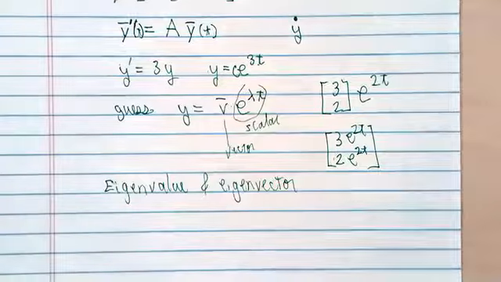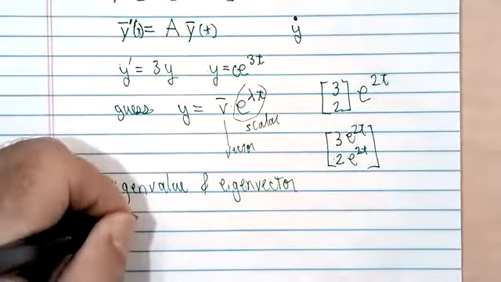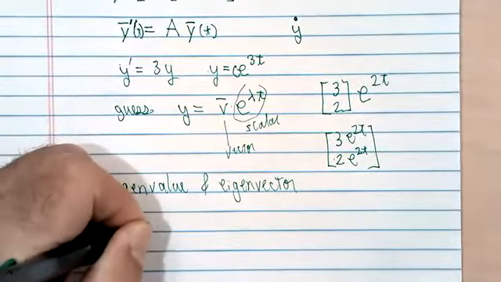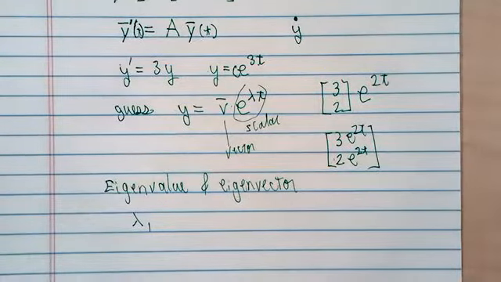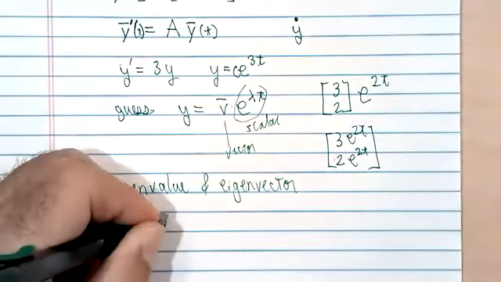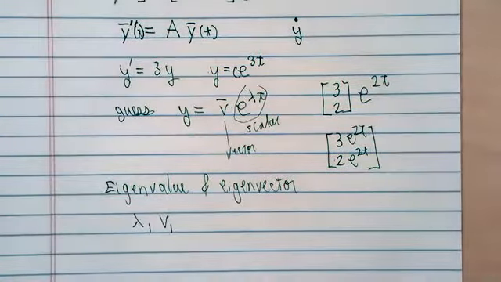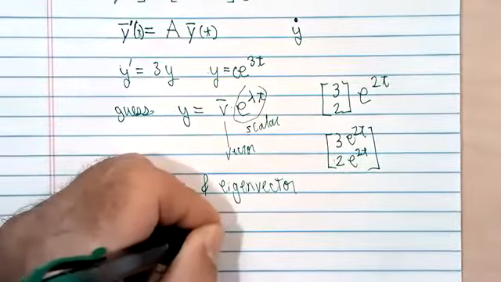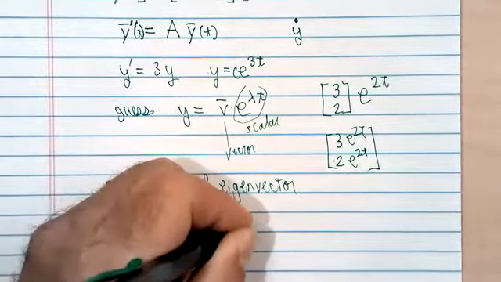And they come in pairs. So you have a number, a scalar, usually called something like lambda 1, lambda 2, and you have a vector that goes with it. And for a 2 by 2 matrix, the best you could hope for would be two of these pairs.